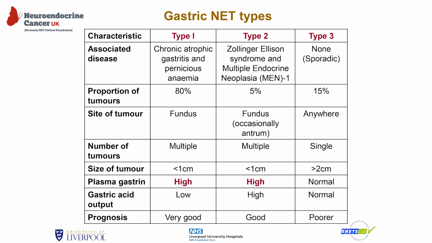Type 3 gastric neuroendocrine tumours, the sporadic ones, usually have a different appearance. They're usually single tumours and often larger, more than 2 centimetres when they present. In these patients, the gastrin level in the blood is usually normal, and the stomach normally produces normal amounts of acid. The outlook in this type of tumour is poorer, particularly if untreated. However, if the tumour is detected at a relatively early stage and removed by an operation or through the endoscope, the outlook is still good.